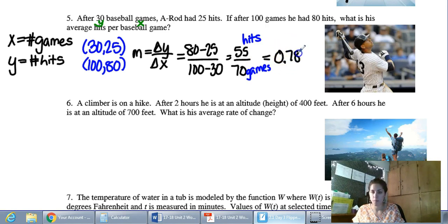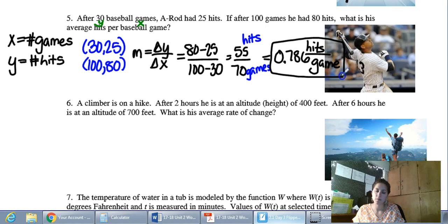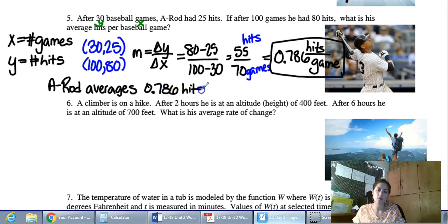0.7857. We're going to round to 3 decimal places, so 0.786 hits per game. And our sentence will be: A-Rod averages 0.786 hits per game.